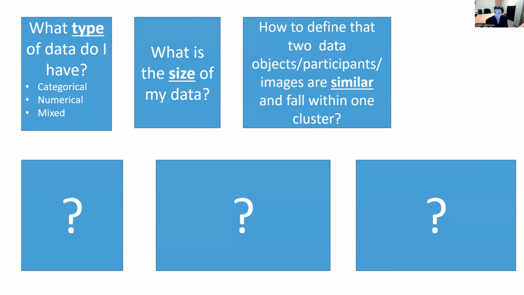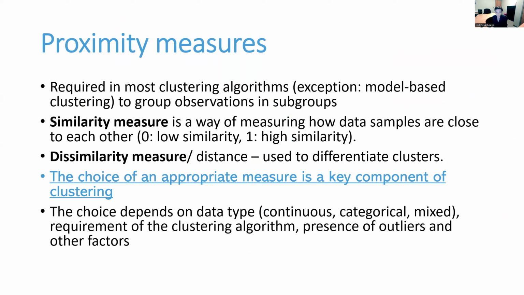So the next question is how we define that two data objects, like participants or images, are similar and fall within one cluster. This is a very, very important step because most clustering algorithms require a measure of similarity or dissimilarity to group observations.